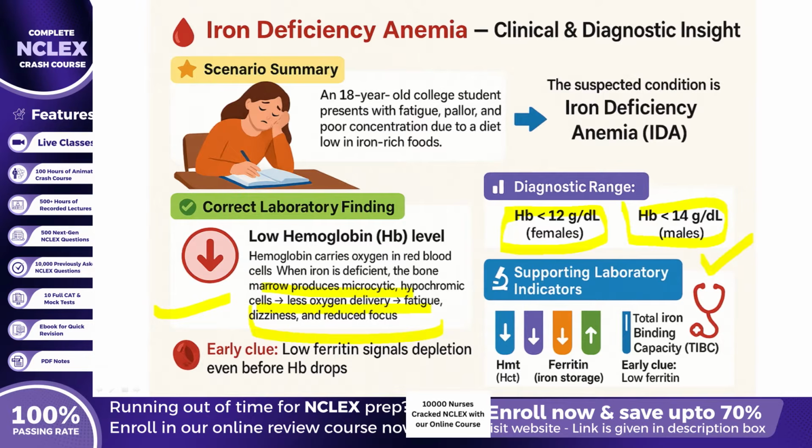Supporting laboratory findings typically include low hematocrit, low mean corpuscular volume, low ferritin levels, and elevated total iron binding capacity. Ferritin reflects the body's stored iron. When it is depleted, it signals iron deficiency even before hemoglobin levels begin to drop. Clients may also show signs such as brittle nails, koilonychia, inflammation of the tongue, glossitis, and pica, a craving for non-nutritive substances like ice or clay.